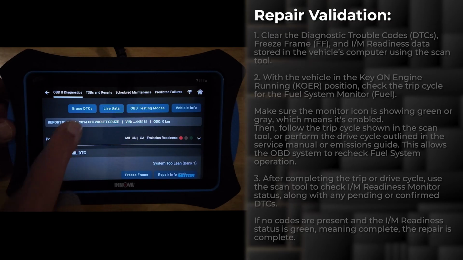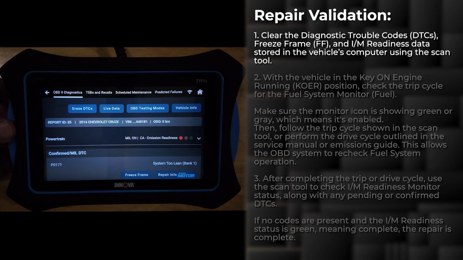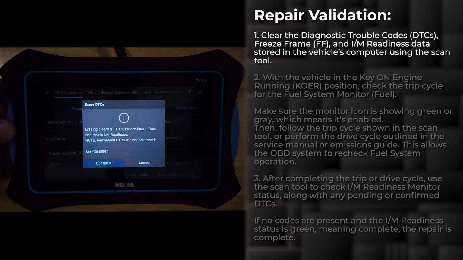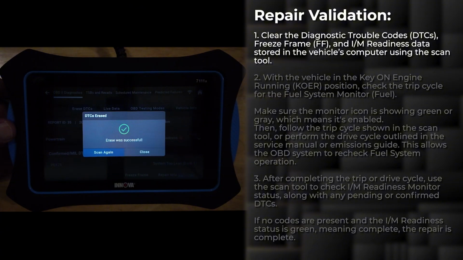After replacing the faulty component, go ahead and perform a repair validation and check that the replaced parts fix the concern. Once the repair is complete, follow the steps to confirm the fuel system is operating properly. Repair validation is going to be clearing the diagnostic trouble codes, freeze frame data, and I&M readiness data stored in the vehicle's computer using the scan tool.